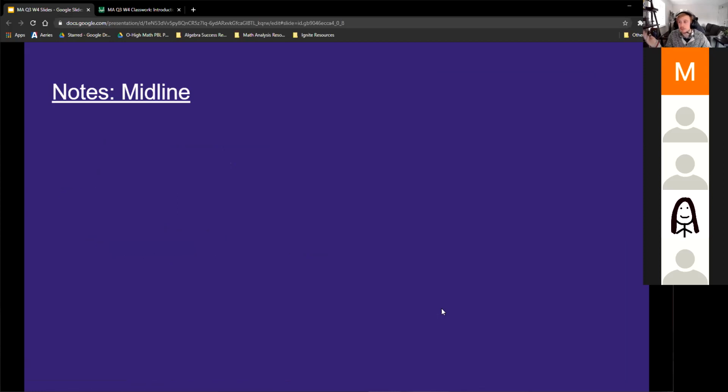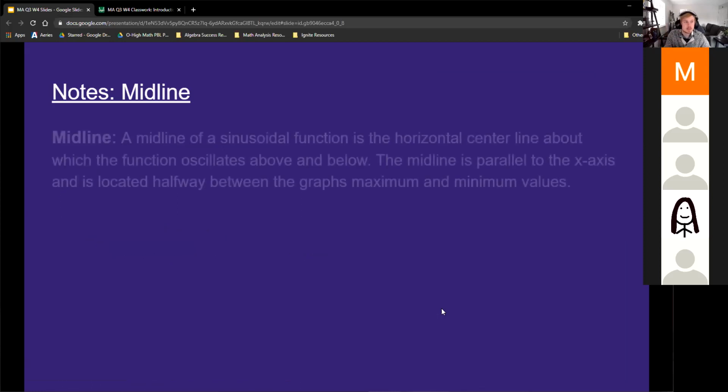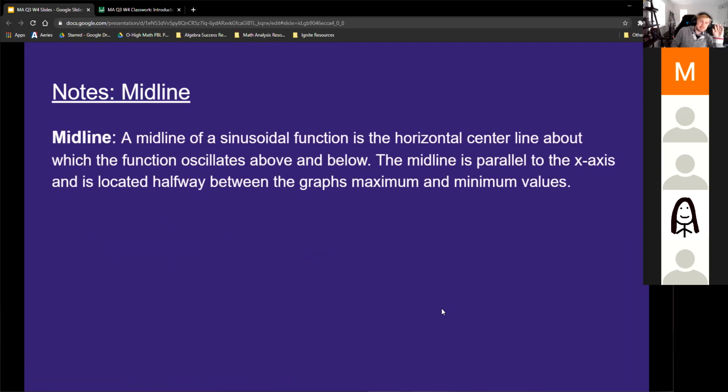So now let's take some notes about, okay, well then how do we find midline? So definition first, a midline of a sinusoidal function. Sinusoidal just means it's any periodic function that can be modeled with sine or cosine. It is the horizontal center line about which the function oscillates above and below. So it's the middle line, the function is going above and below. The midline is parallel to the x-axis, right? That's why it's horizontal. And it's located halfway between the maximum and minimum value.